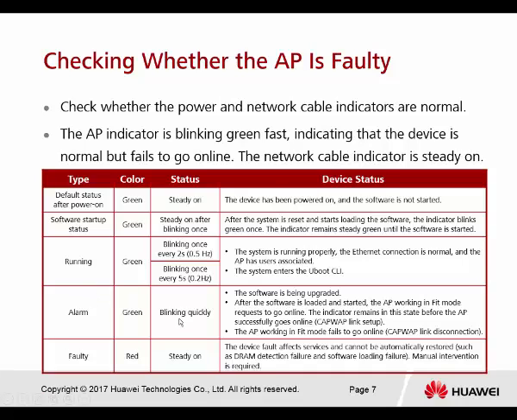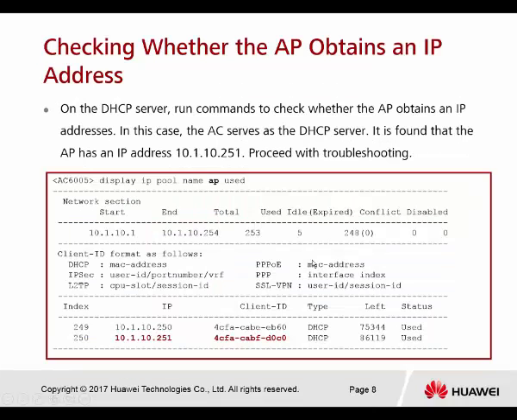So this is the alarm when they bring in very quick. And 40, then they no longer show the green light anymore, they show the red. On the DHCP server, run command to check whether the AP obtained an IP address. In this case, the AC server as a DHCP server is found that the AP has an IP address with 10.1.10.251. Proceed with the troubleshooting.